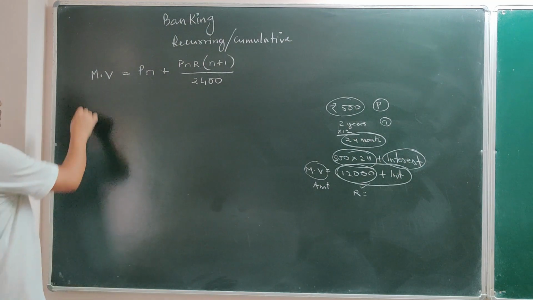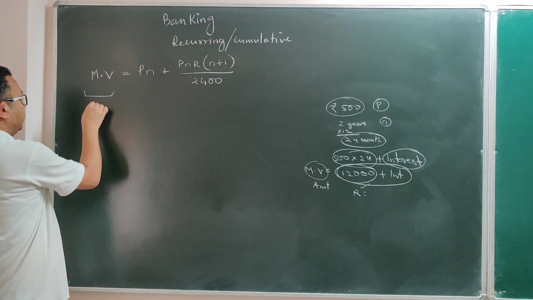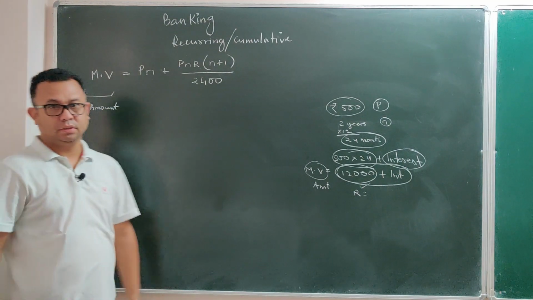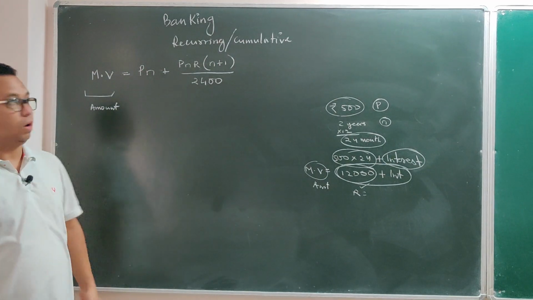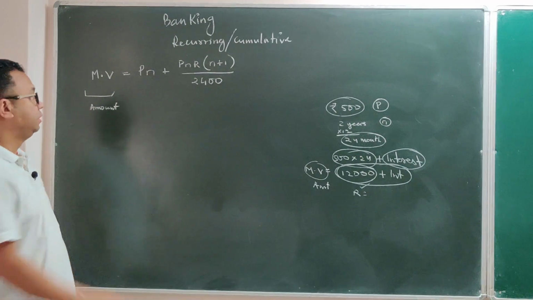Okay, this maturity value, as I told you, actually means the total amount of money that you get. That's why let me write this as amount. Think that this is the amount, the total money that you get. What will be the maturity value, or what will be the amount that he gets? Then it means the question is, find the maturity value.